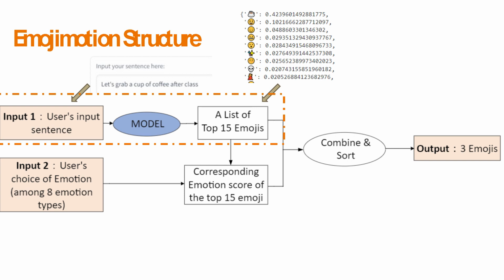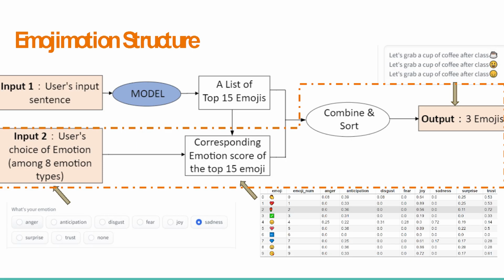It can be divided into two parts. The first part takes sentences as inputs. It passes through a model, and the model will generate a list of top 15 emoji by sorting the output logits. The second part of Emojimotion takes the user's choice of emotion as input, and for every emoji in the top 15 list from part 1, we find the corresponding emotion score and process the output logits, and we combine them together. The final output will be the top 3 possible emoji.